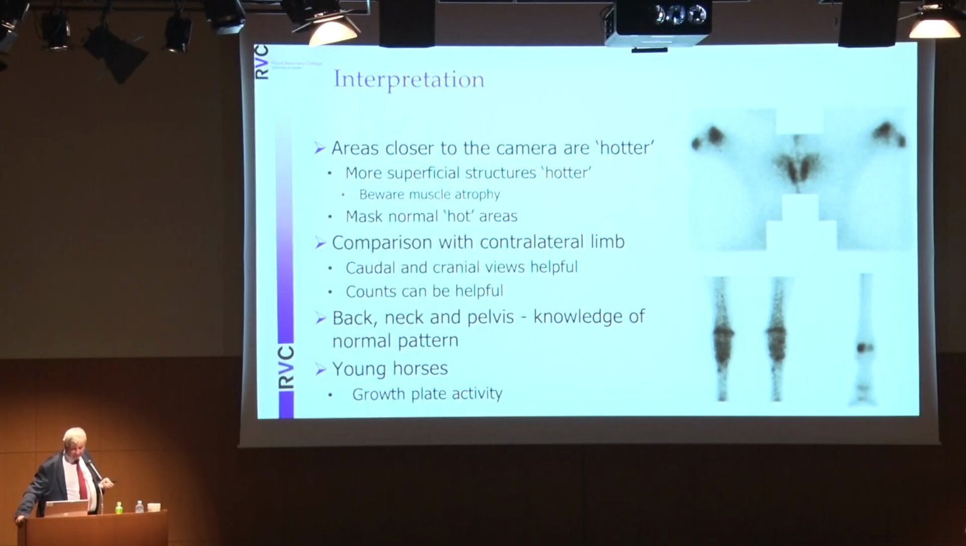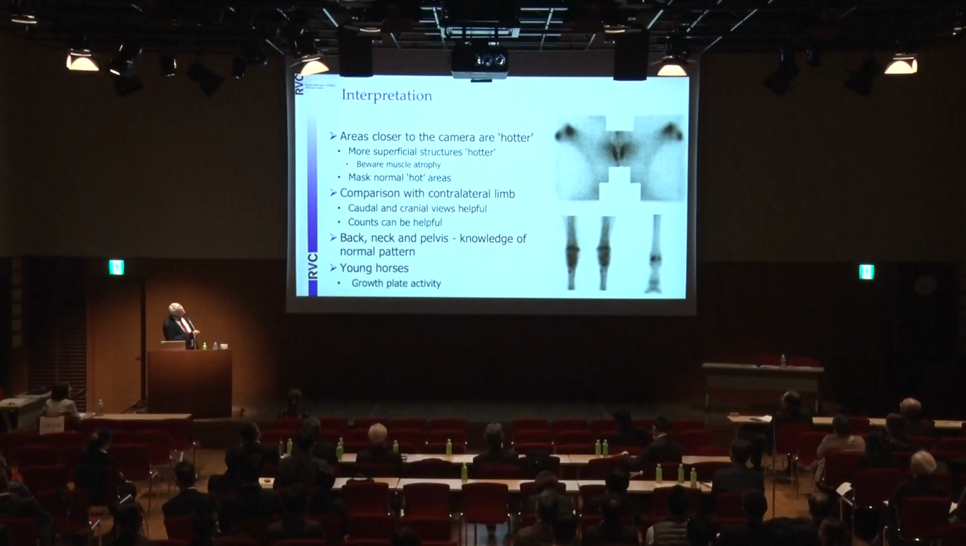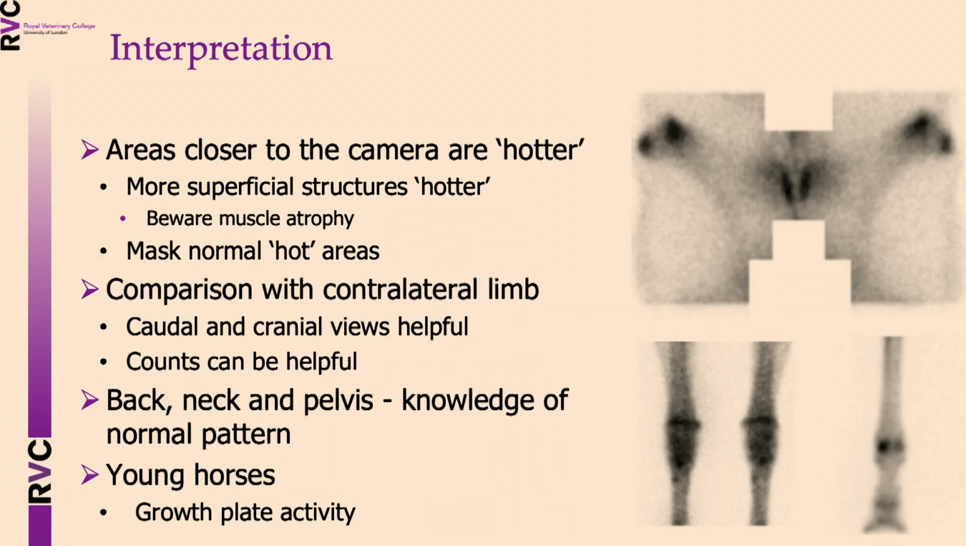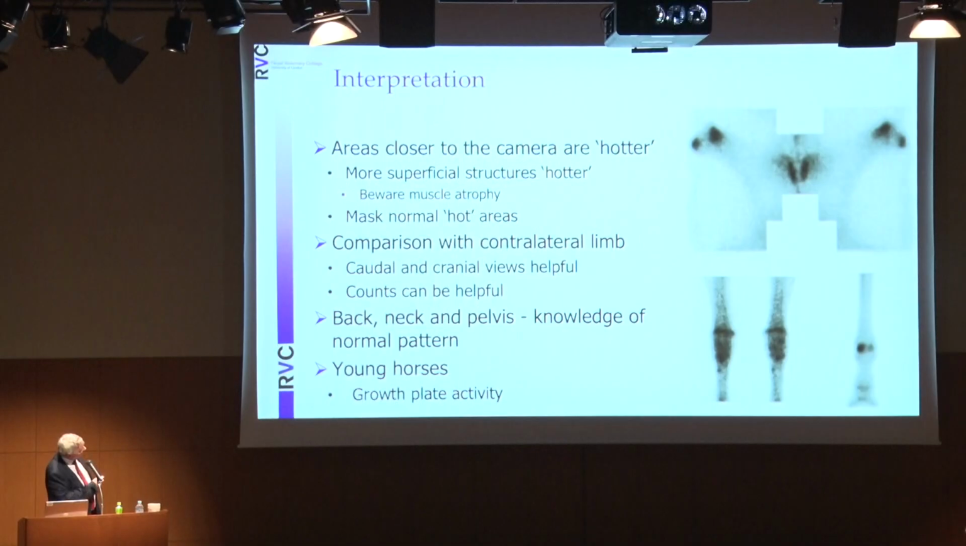And of course, if the horse is lame, it suffers muscle atrophy that can make one side of the pelvis look hotter than the other. But that's not the same as pathology. We often have to mask out areas that are very naturally hot so that we can evaluate the areas that we are interested in.